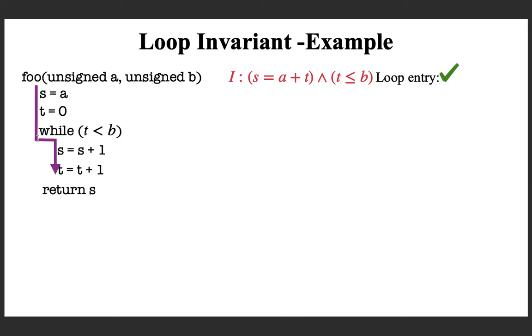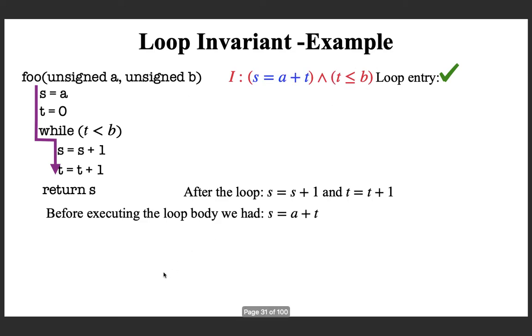Suppose you execute the loop body once, and after that what you are doing in the loop is you are incrementing S by 1 and you are incrementing T by 1. Now we need to prove that after the loop body this condition is true. We will take each one, say this condition first and then this. We will prove that both are true.